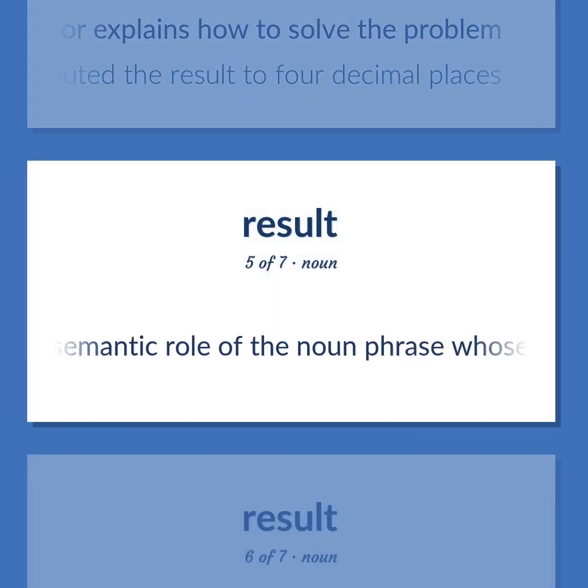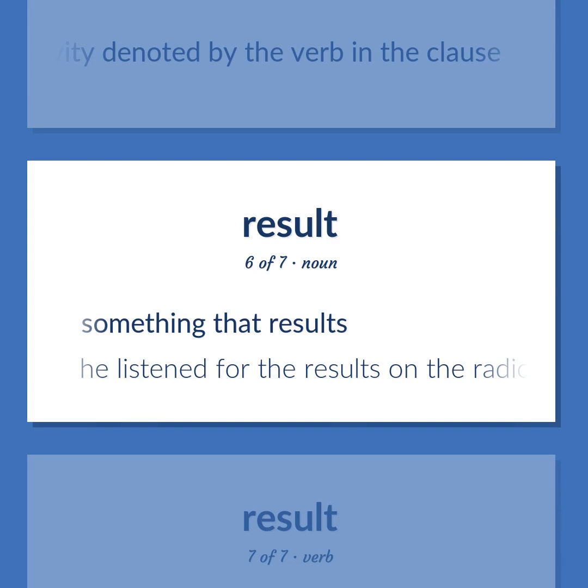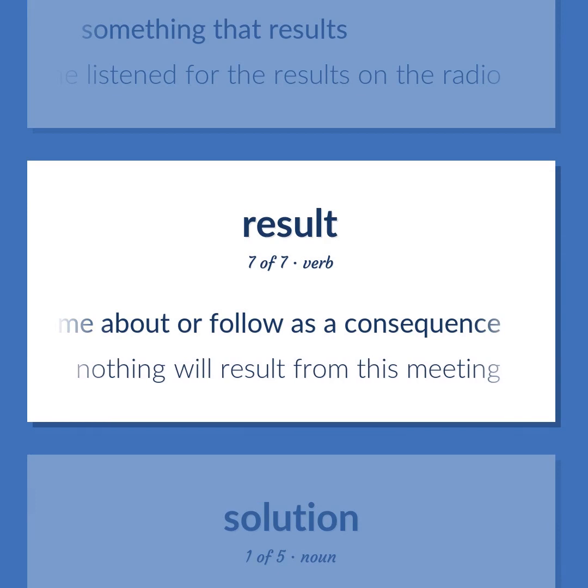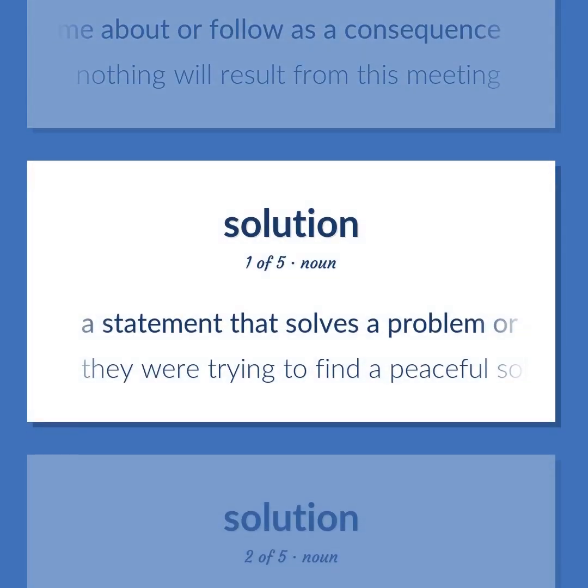The semantic role of the noun phrase whose referent exists only by virtue of the activity denoted by the verb in the clause. Something that results. He listened for the results on the radio. Come about or follow as a consequence. Nothing will result from this meeting. A statement that solves a problem or explains how to solve the problem. They were trying to find a peaceful solution.